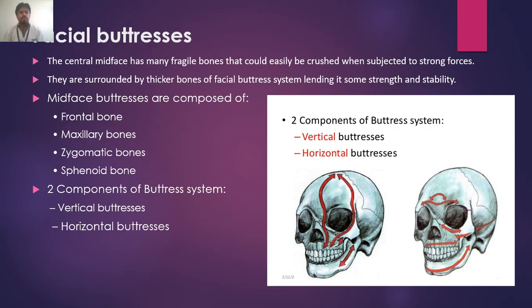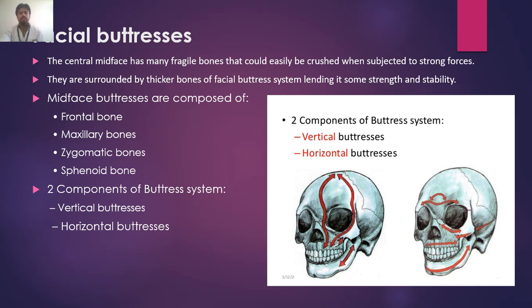Facial buttresses. The central midface has many fragile bones that could easily be crushed when subjected to strong forces. Thus, they are surrounded by thicker bone of the facial buttress system, lending it some strength and stability. These are generally made of cortical bone. Midface buttresses are composed of frontal bone, maxillary bones, zygomatic bones, sphenoid bones. Components of the buttress system are vertical buttresses and horizontal buttresses.